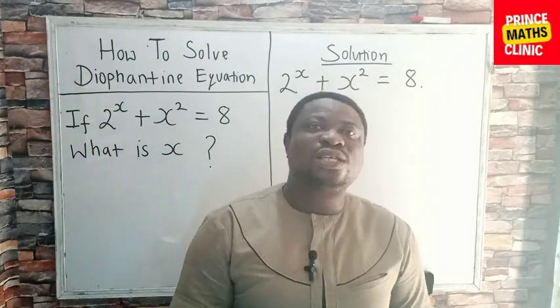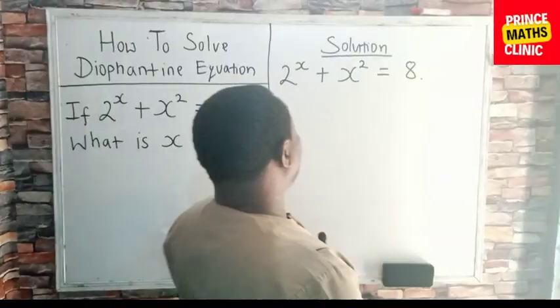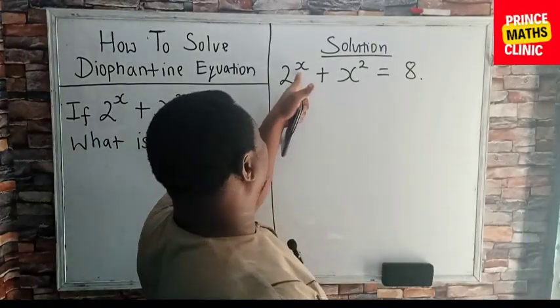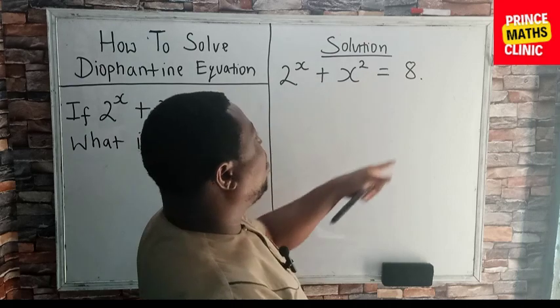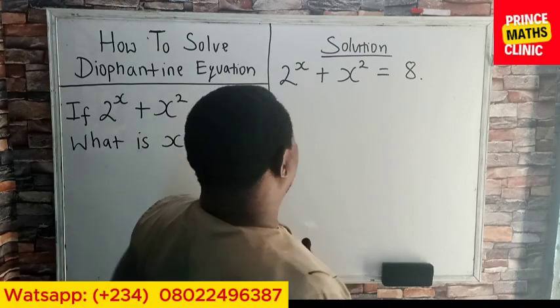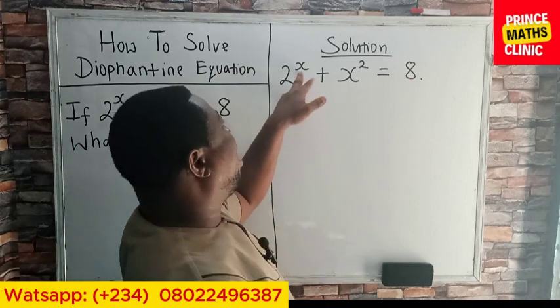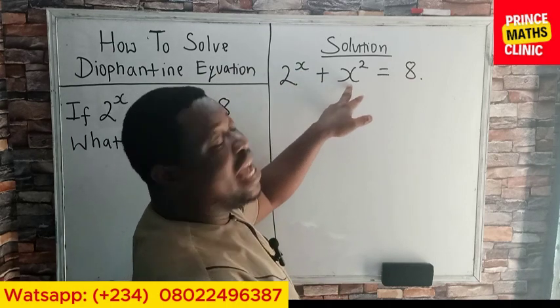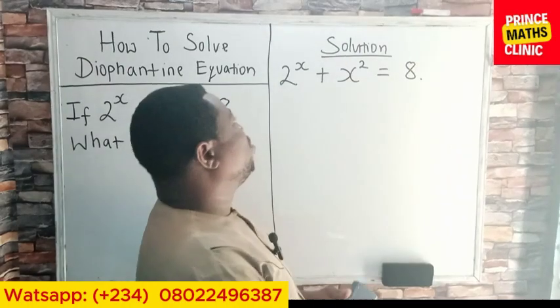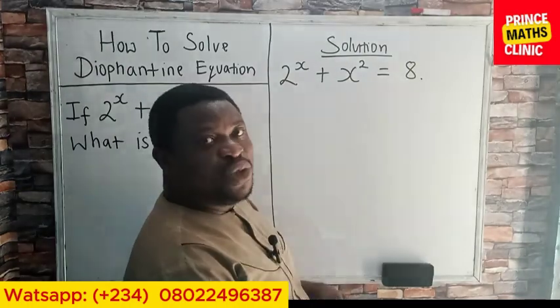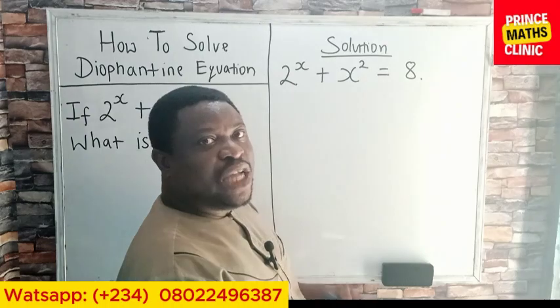So let's go right into the solution. Here we have that 2 to the power of x plus x to the power of 2 equal to 8. We have to find the value of x. You can see in this place, x is a power. At the same time, here, x is a base. Good. So, to solve this equation, see what the steps I'm going to take.